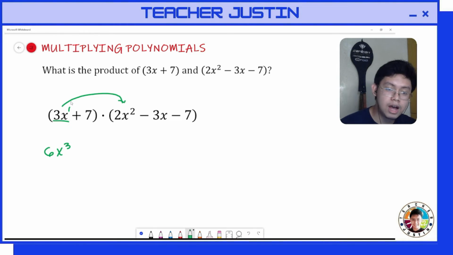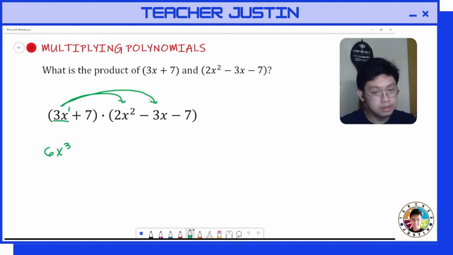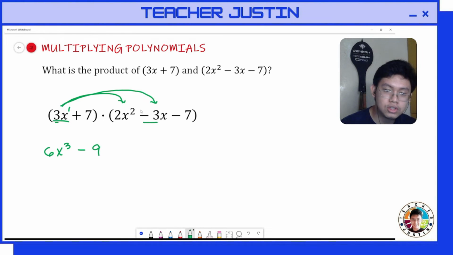Next, let's proceed to our first term, 3x times negative 3x. So coefficient 3 times negative 3, that will be negative 9. Then x times x, so copy the variable and then add the exponent. So 1 plus 1 is 2. Okay, so their product is negative 9x squared.